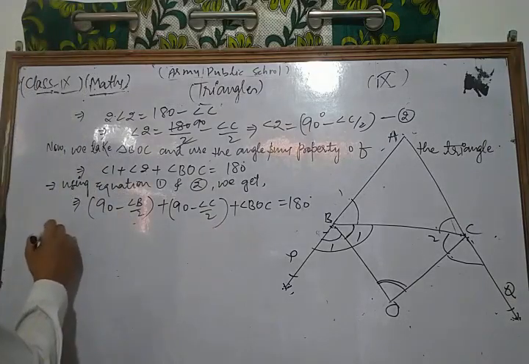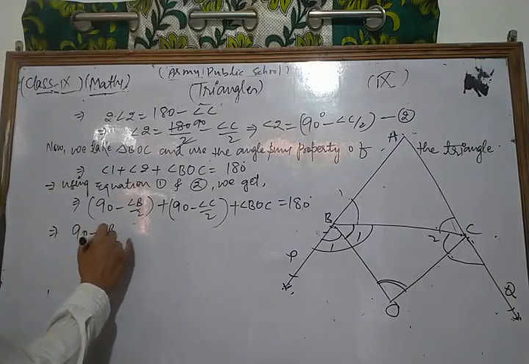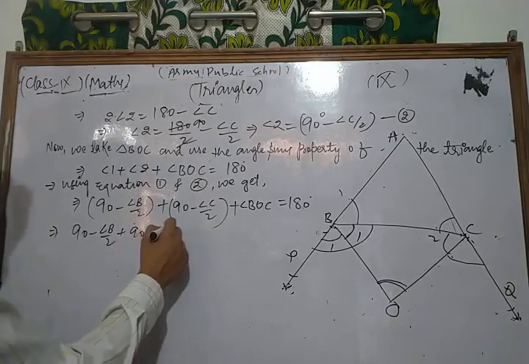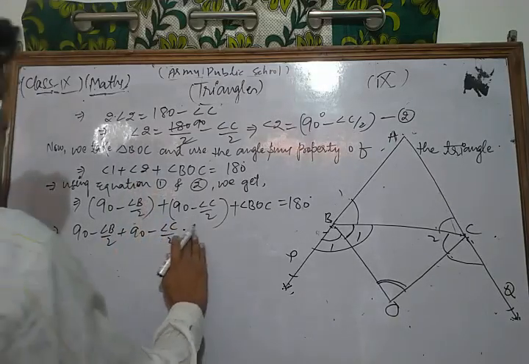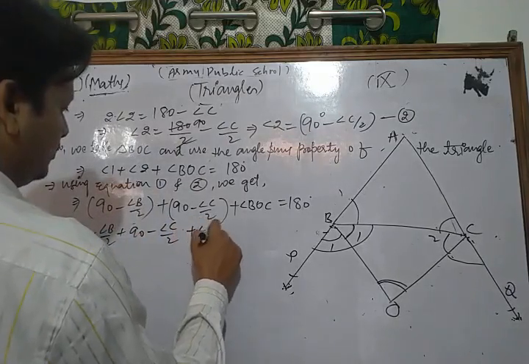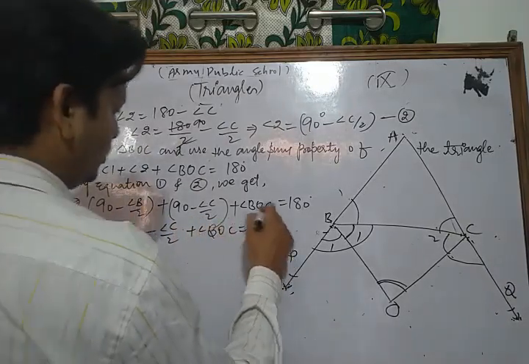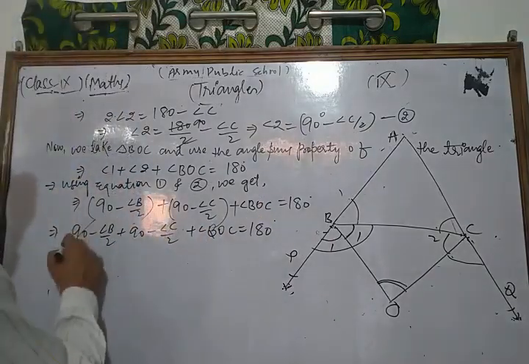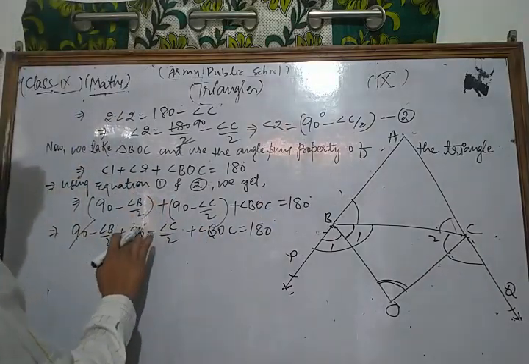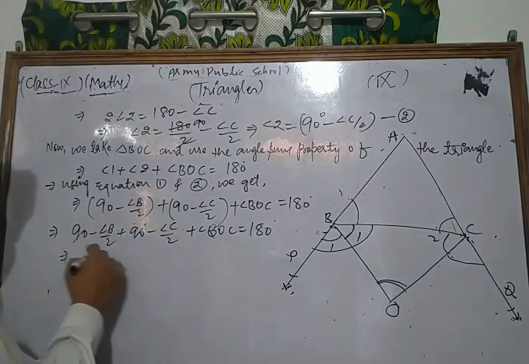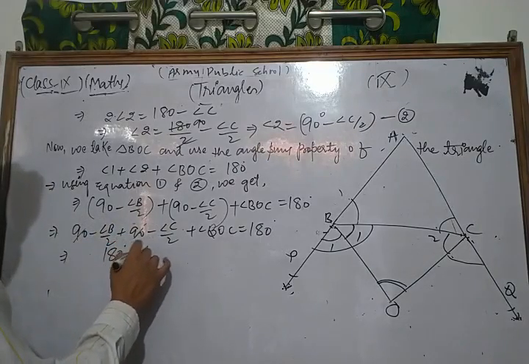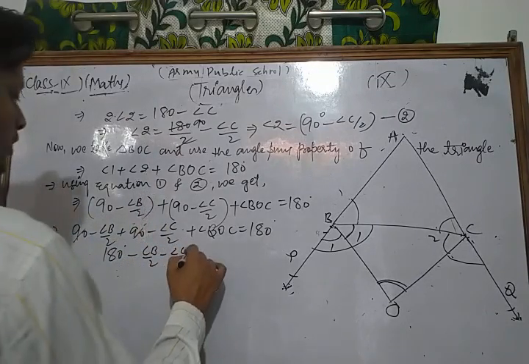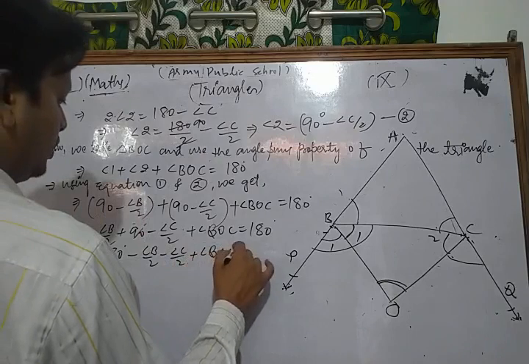Now we simplify them. That is 90 minus angle B by 2 plus 90 minus angle C by 2 plus angle BOC is equal to 180 degree. Okay, now here 90 plus 90 is 180. So here we write 180 minus angle B by 2 minus angle C by 2 plus angle BOC is equal to 180.